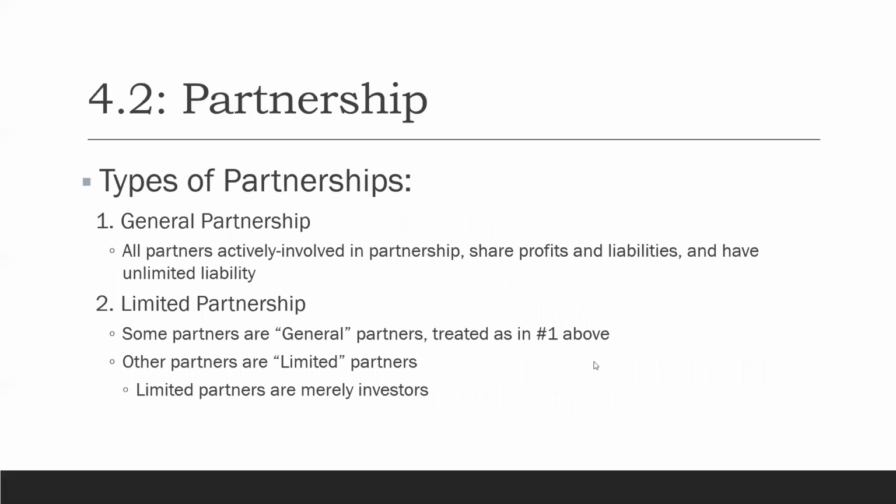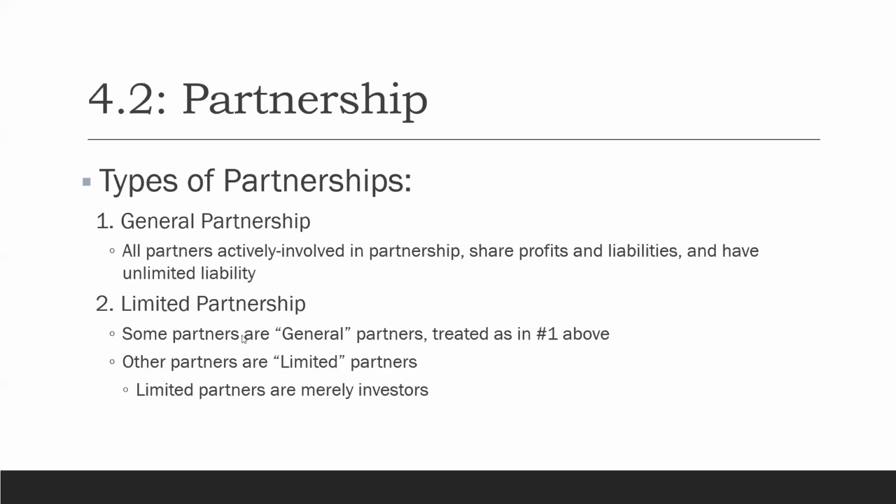So there are different types of partnerships. The most common is the general partnership, where all partners are actively involved in the partnership itself. They share profits and liabilities, and your general partners have an unlimited liability. In a general partnership, there are no limited partners.